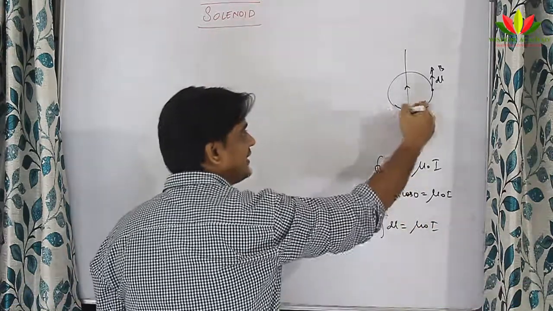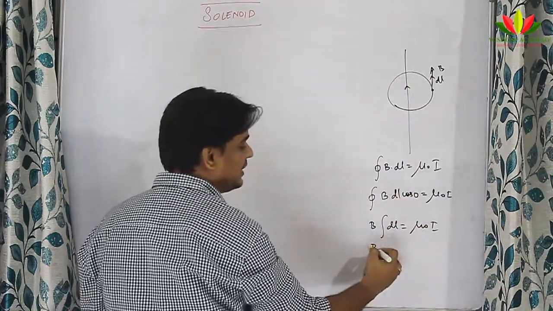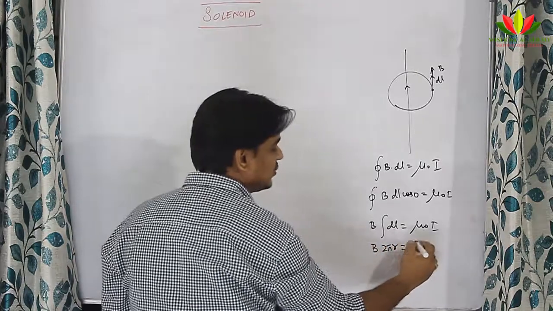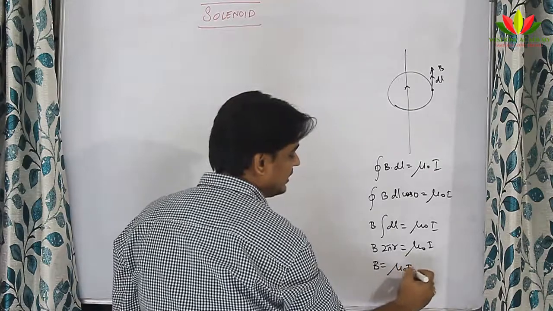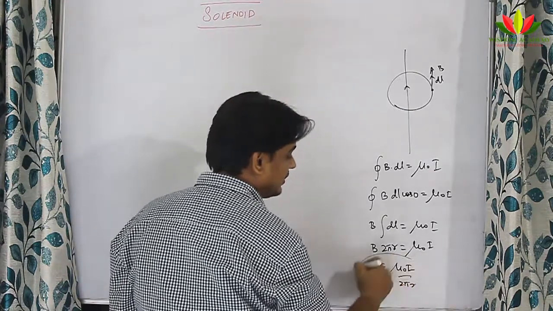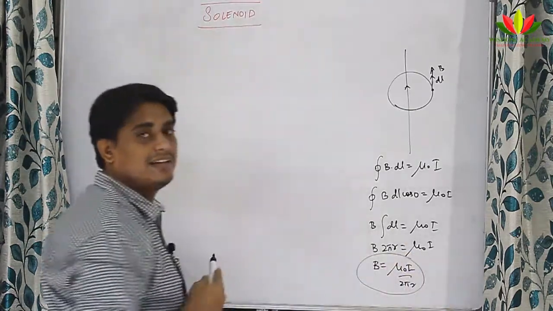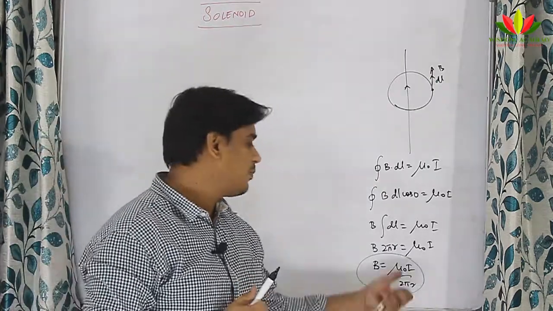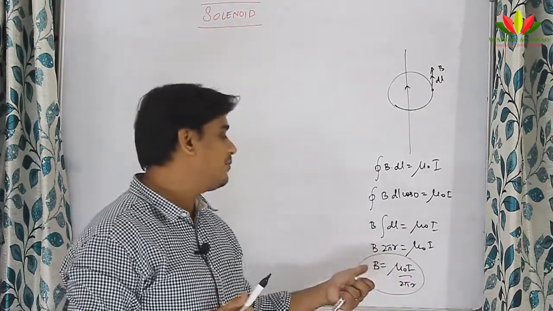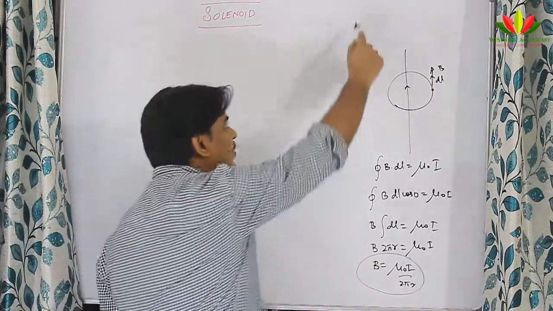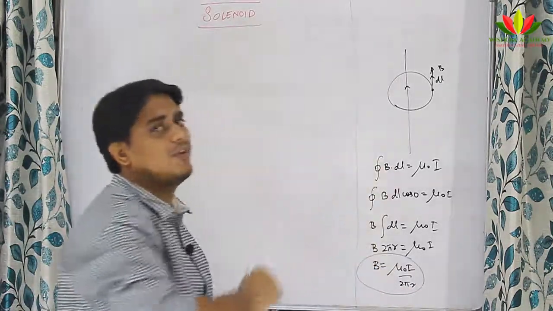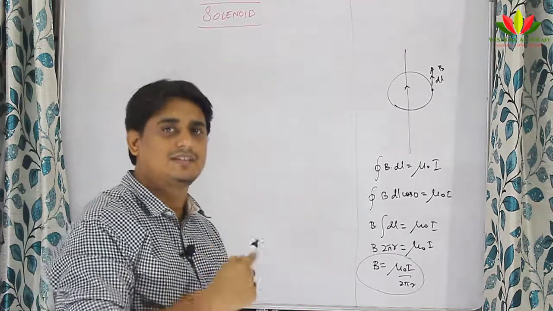And what is the integration of dl for a circle? It will be 2 pi r. So B into 2 pi r is equal to mu naught I. So the magnetic field will be equal to mu naught I by 2 pi r. Now isn't it the magnetic field of a straight current carrying conductor? Mu naught I by 2 pi r. So here I have proved the same magnetic field by using Ampere's circuital law. If you see properly, it is just the inverse of what we have learnt in the previous part.